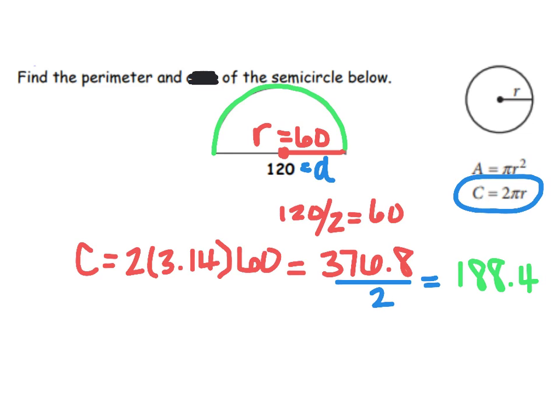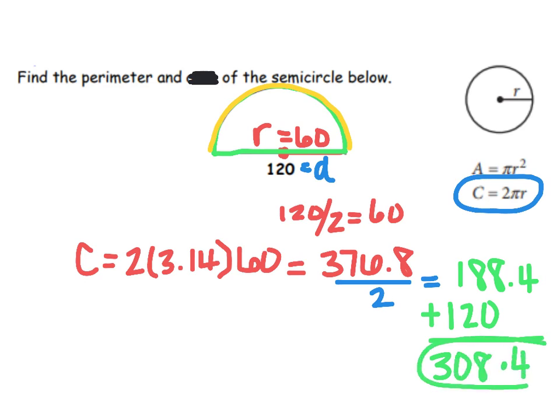Now it's a little tricky because it seems like we're done. Cut the circle in half and you're done, but you can't forget about the bottom. That's part of the perimeter in a semicircle. So 188.4 takes care of this arc, but we still need the bottom. So if you take 188.4 plus 120 in this case, that'll give you the perimeter of the entire thing, not just the arc. It'll give you the arc and the bottom, which is 308.4 centimeters, meters, inches, whatever.